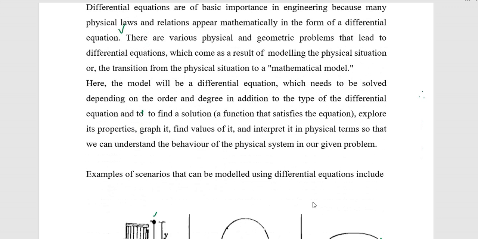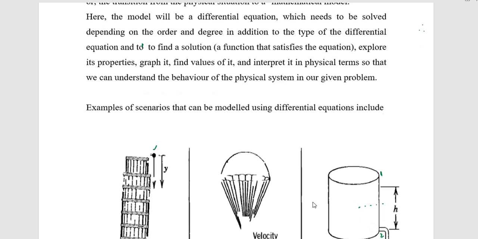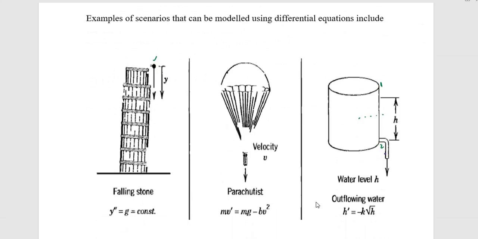Now let us look at examples of scenarios that can be modeled using differential equations. This can be a falling stone freely under gravity, or free fall under gravity. We can look at the motion of a parachutist in his parachute. We can also look at water flow out of a tank so that we ascertain the level of water after a particular time t, or find how much time it will take to have all this water flow, or to have water flow between specific points which could be given in a problem.